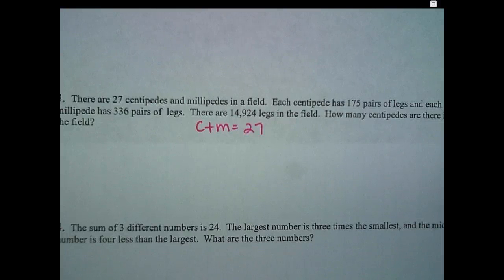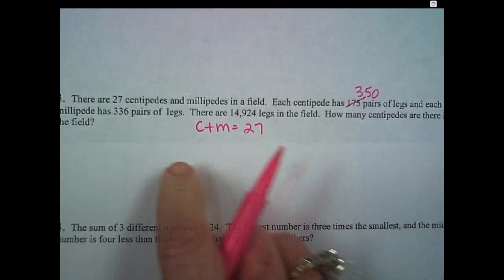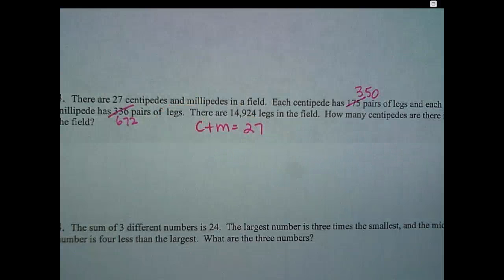So I know that each centipede has 175 pairs of legs. They're kind of trying to trick you there. But there are 14,000 legs total. So you either need to put them all in pairs or put them all in legs. So let's just change this to double. This will be 350. And change this to double, this will be 672. I'll give you a second to try to write the next number sentence.